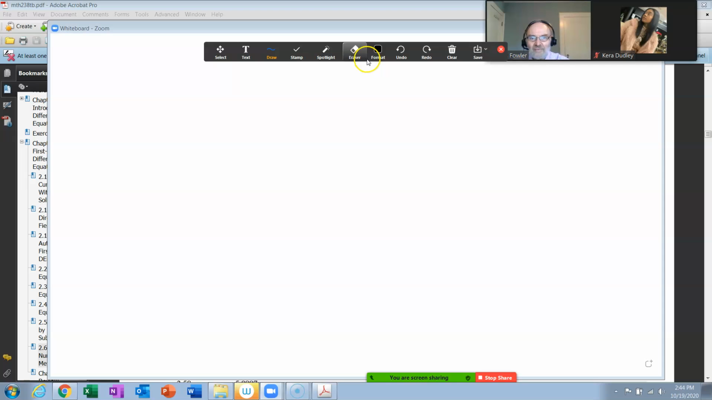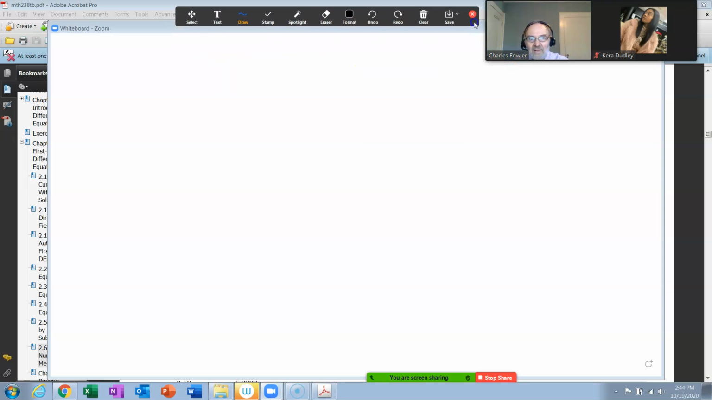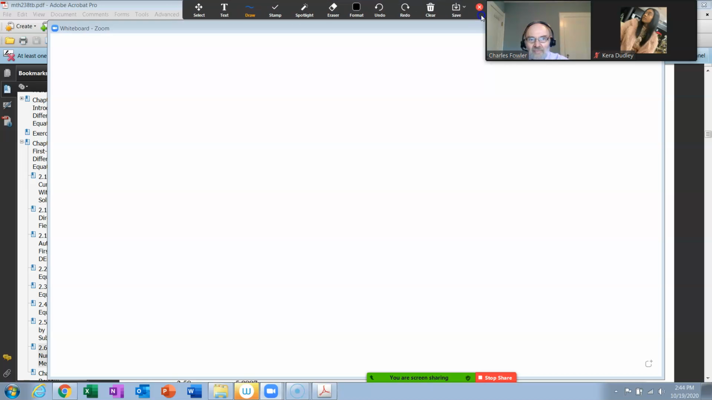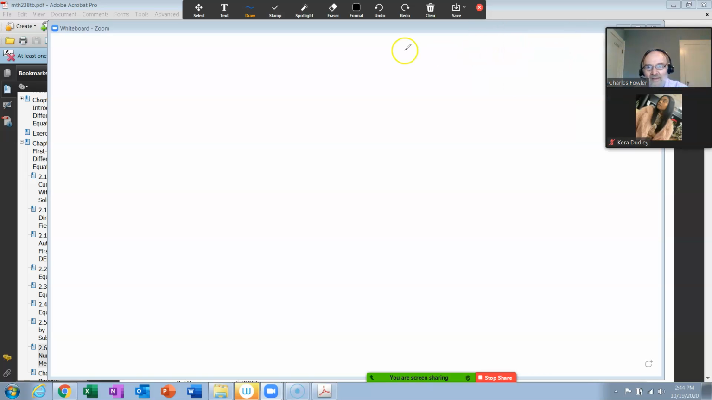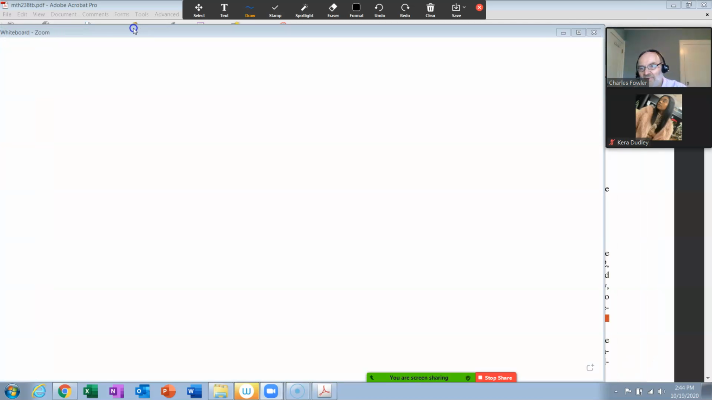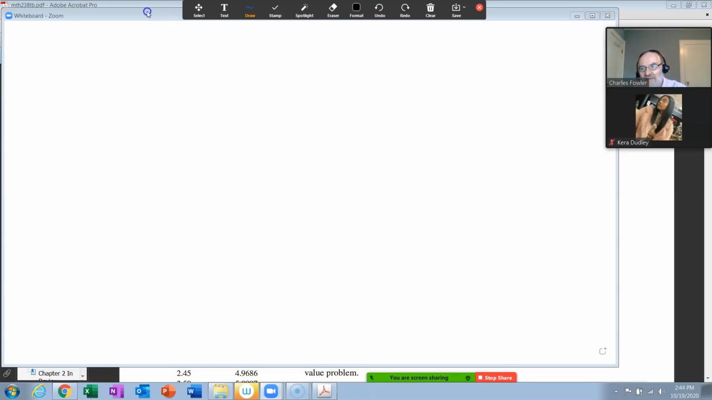So what I'm going to do is move this taskbar kind of up and out of the way as much as I can. I will move us back to the right, and I'll move the whiteboard to the left and up as far as I can to get me the maximum amount of white space.